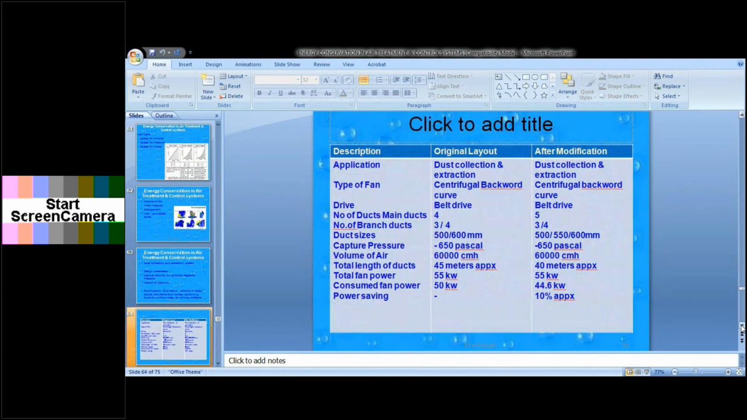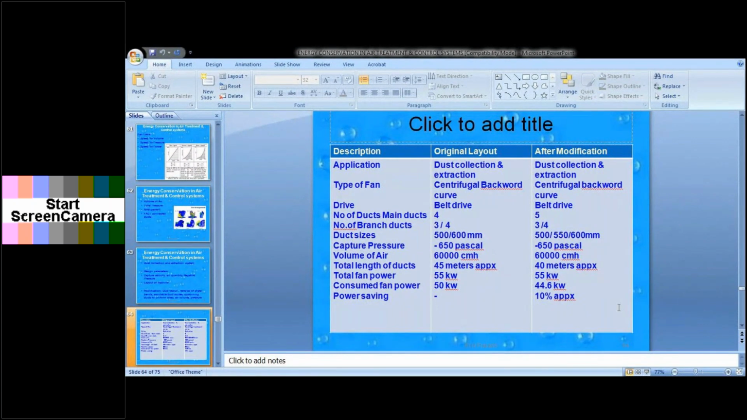So based on the requirement, we changed the number of ducts and sizes, and capture pressure was minus 650 pascals, and volume of air of each machine like that. So total 60,000 CMH volume was there. So length of the duct, because of this change in the layout and bends and things, has reduced about 5 meters approximately.